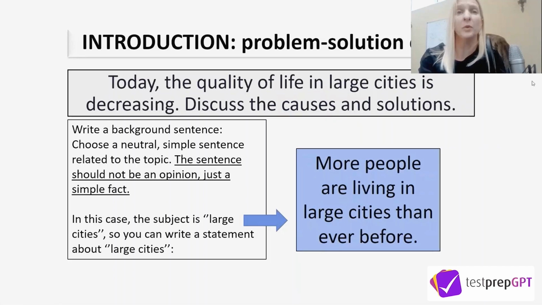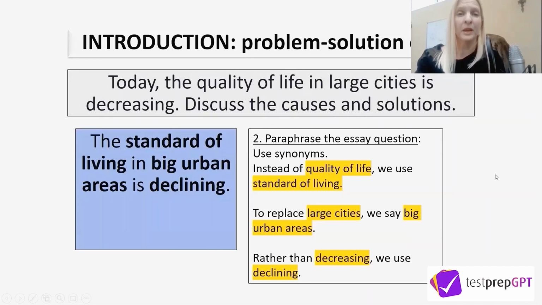Okay, technique number 1, we choose the background sentence. So the background sentence should be just a simple, neutral sentence that is not giving an opinion about the topic. It's just giving a background statement about big cities, because that's the topic of today. So our topic is large cities. So you can write a simple statement like, more people are living in large cities than ever before. Okay, so it's pretty straightforward, pretty simple.